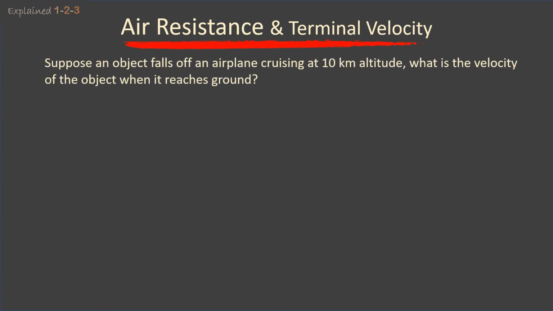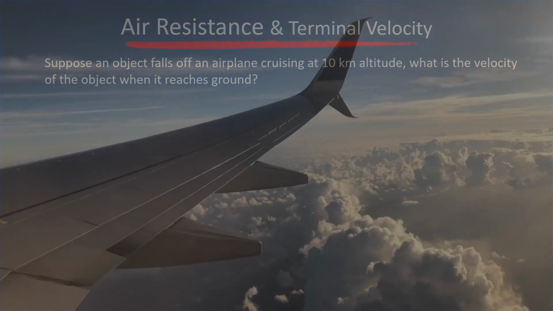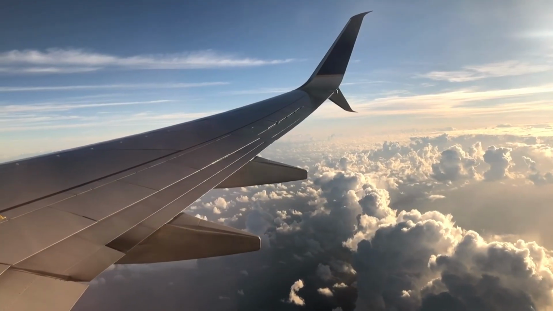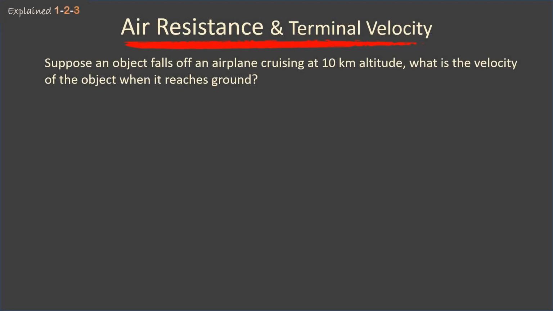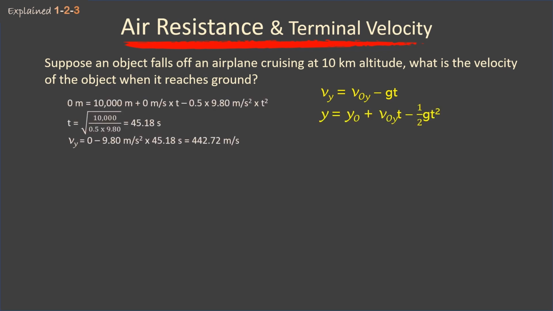Suppose we have an airplane cruising at 10 kilometers altitude, an object from the plane falls off, and we would like to know what the velocity is when the object reaches ground. We know the final position is 0 meters, ground, the initial vertical position is 10,000 meters, and the initial velocity is 0 meters per second. 10,000 meters is close enough to the Earth's surface, so we can assume that gravity g is constant at a value of 9.80 meters per second squared.